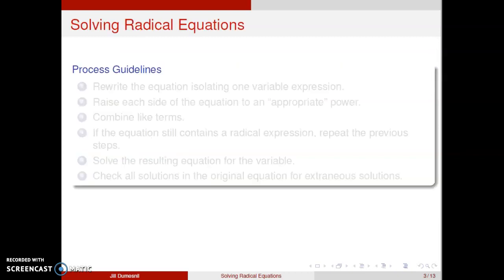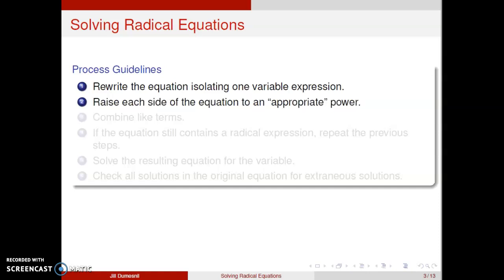To solve radical equations, it's helpful to have some general guidelines to follow. First, rewrite the equation so that the radical expression is isolated on one side of the equation. If there is more than one radical expression, separate them on opposite sides of the equation. Then raise both sides of the equation to the same appropriate power. An appropriate power is one that would eliminate the radicals, as we will see in our examples.